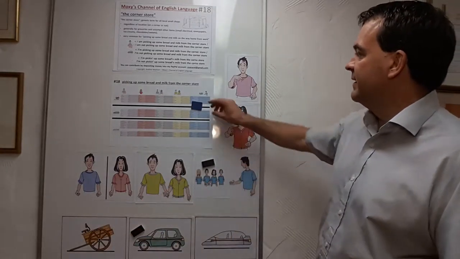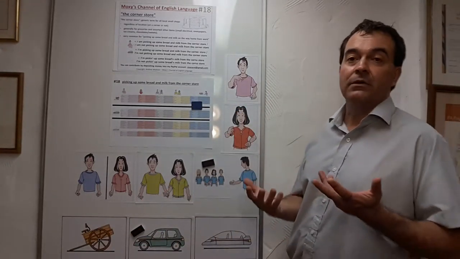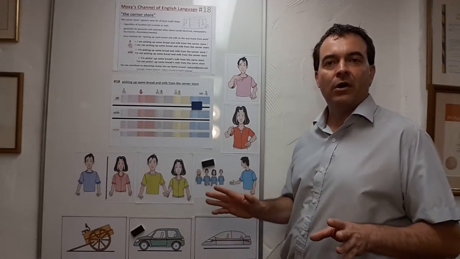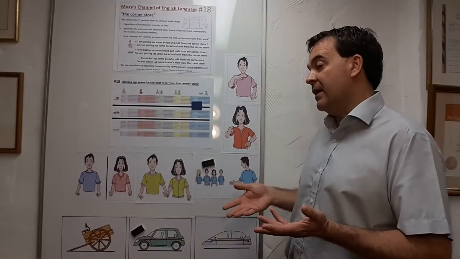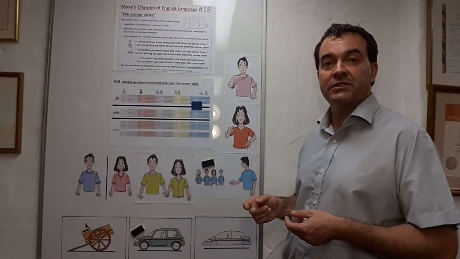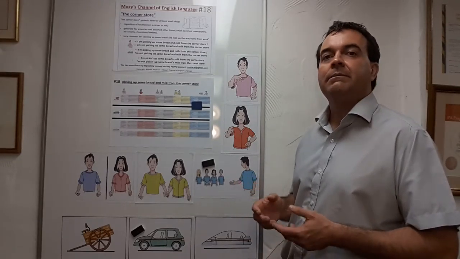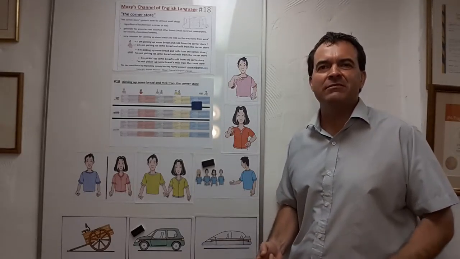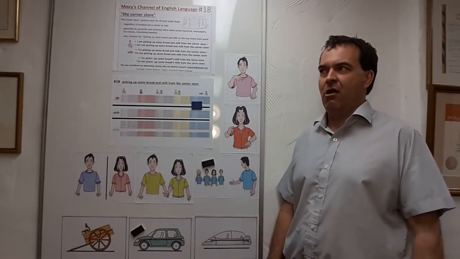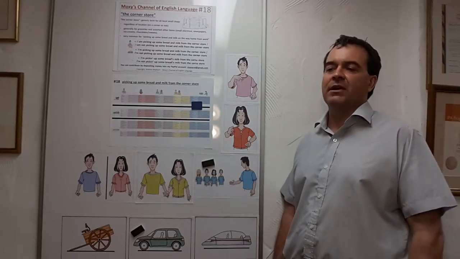Present tense. They are picking up some bread and milk from the corner store. They are not picking up some bread and milk from the corner store. They're picking up some bread and milk from the corner store. They are not picking up some bread and milk from the corner store. Oh, they're picking up some bread and milk from the corner store. Oh, they're not picking up some bread and milk from a corner store.